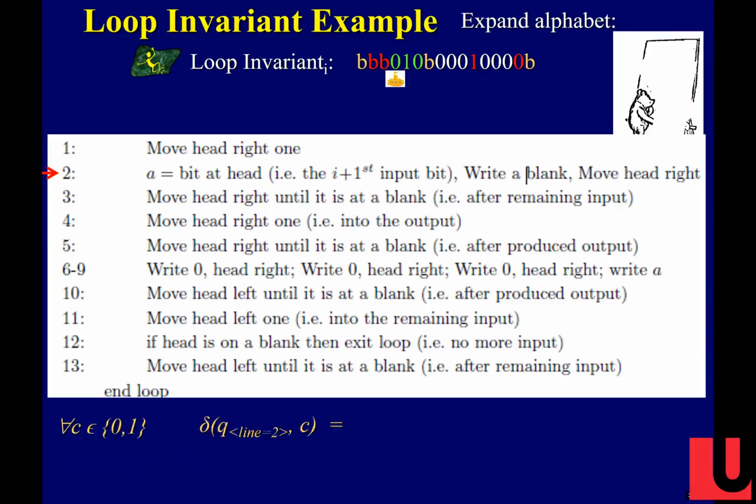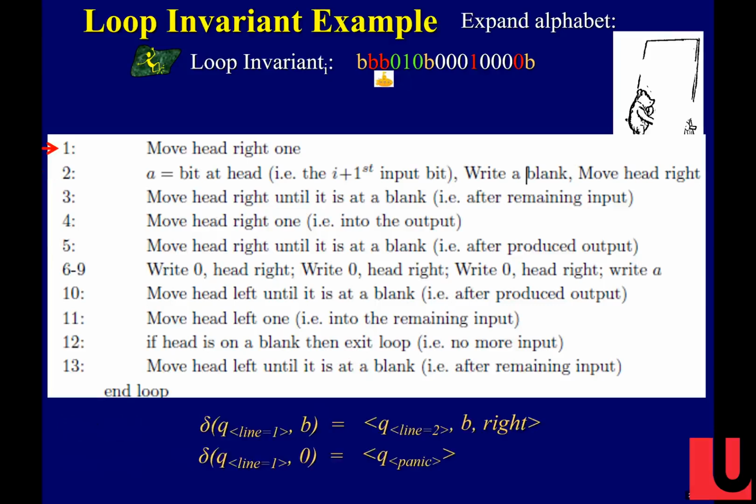Professor, just to follow up with that, would that mean line 1 has 3 states? B, 0, and 1? No. The state is Q line 1. That's the state I'm in. And then what characters can I be reading on?